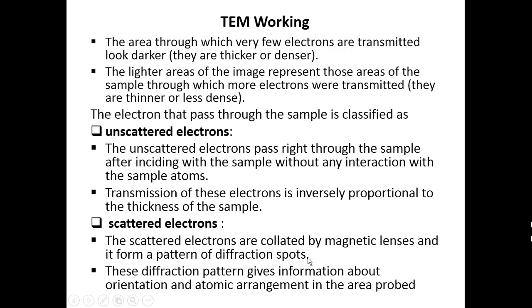So actually, scattered electrons give us the pattern of the material sample in the form of an image or diffraction spots. This diffraction pattern gives information about the orientation and atomic arrangements in the area probed. So we have probed an area on the specimen, where we have to analyze and find out the alloy or the atomic structure, or whatever characterization we want to know. This diffraction pattern gives the idea with regard to that particular sample.